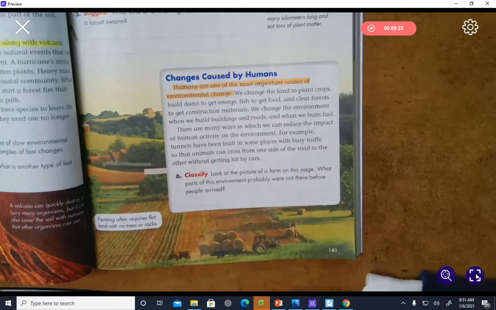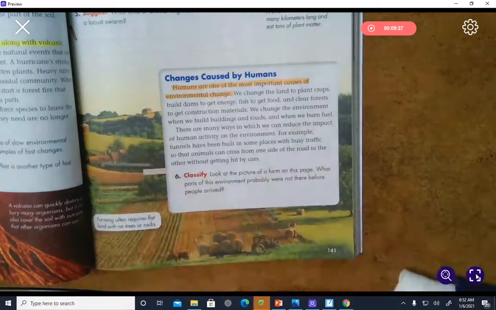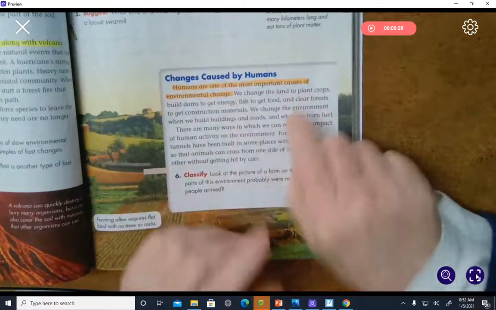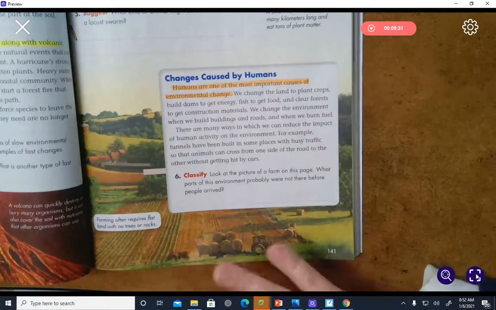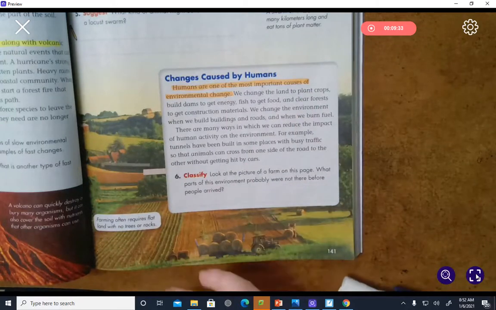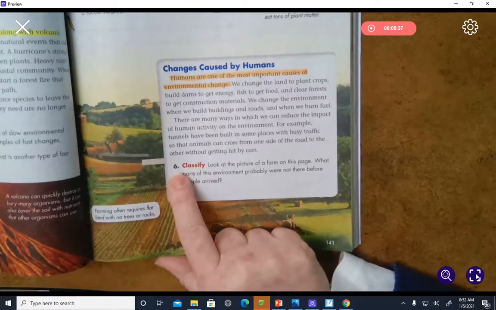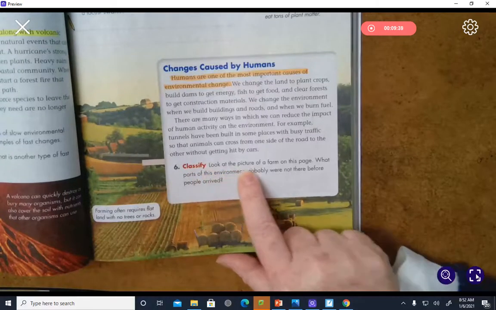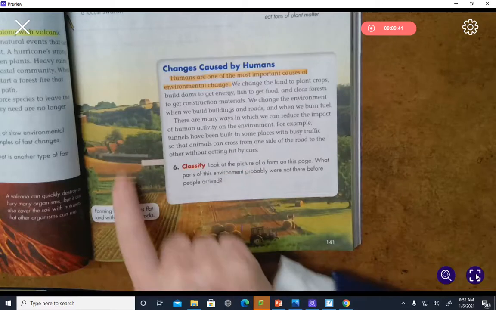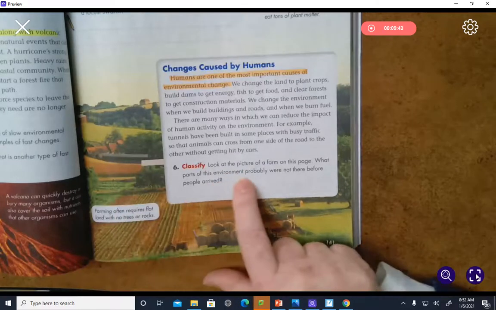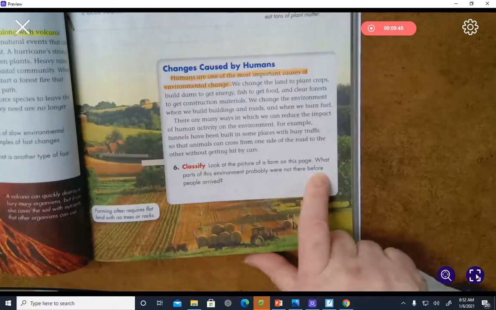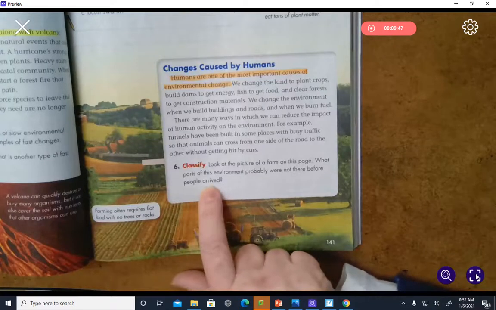If you watch the Bill Nye video on biodiversity, he addresses this, that changing the land to plant crops isn't bad, we just need a balance. So you can pause the tape to answer number 6. Classify, meaning to look at the picture of the farm on this page and what parts of this environment probably were not there before people arrived.